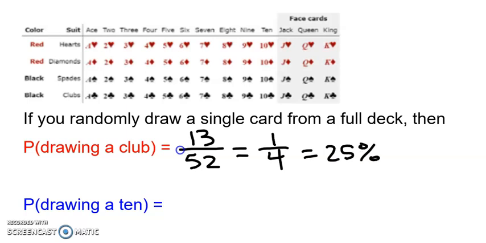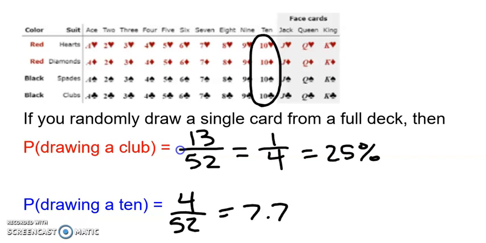Our second example, drawing a 10. Well, there's a 10 for each suit, and there are 4 different suits. So that's 4 out of 52, which is going to give me 7.7%.